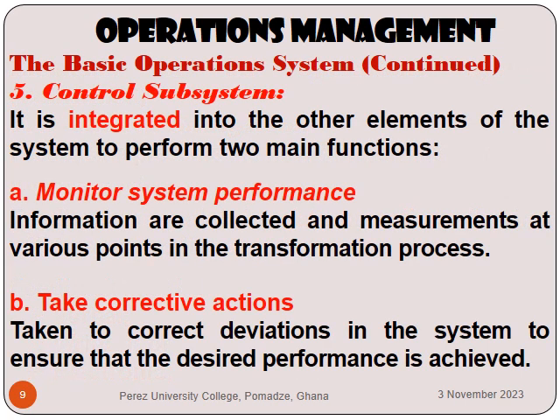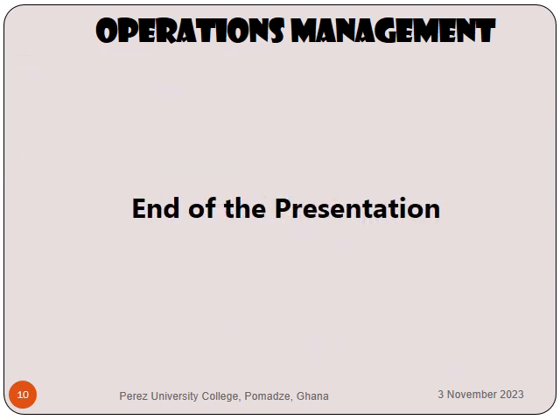We also have a control unit which is integrated into the other elements to perform 2 functions. It monitors the system to ensure that the system is working perfectly. On the other hand, if it's realized that the system is not working perfectly, then the second function of taking corrective action is activated. Corrective actions will ensure that the system works according to the desired standard. So that is how the elements of an operation system interact.